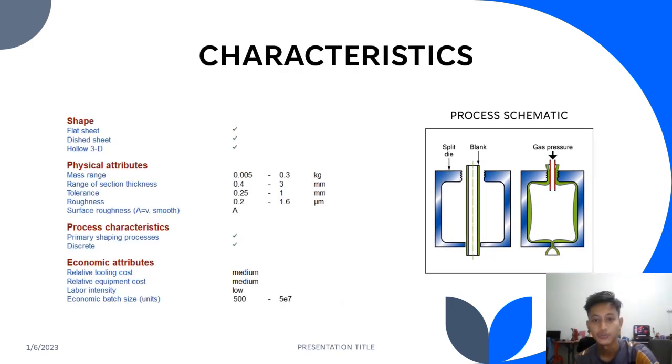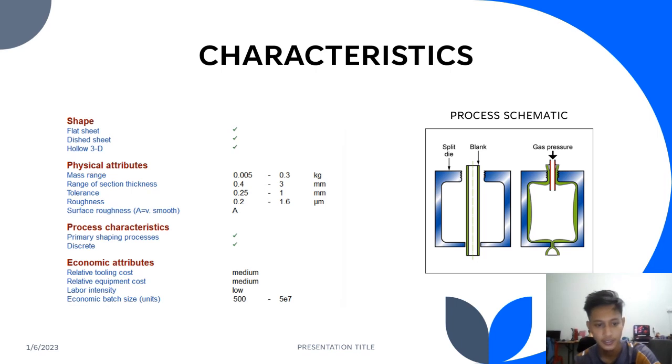Okay, right now we move to characteristics. It has three shapes. The first one is flat shape, the second is dish-shaped, and the third is hollow 3D. For physical attributes, the first one is mass range 0.005 until 0.3 kg. Range of section thickness 0.4 until 3 mm, tolerance 0.25 until 1 mm, roughness 0.2 until 1.6 micrometer. Surface roughness is calculated by area.